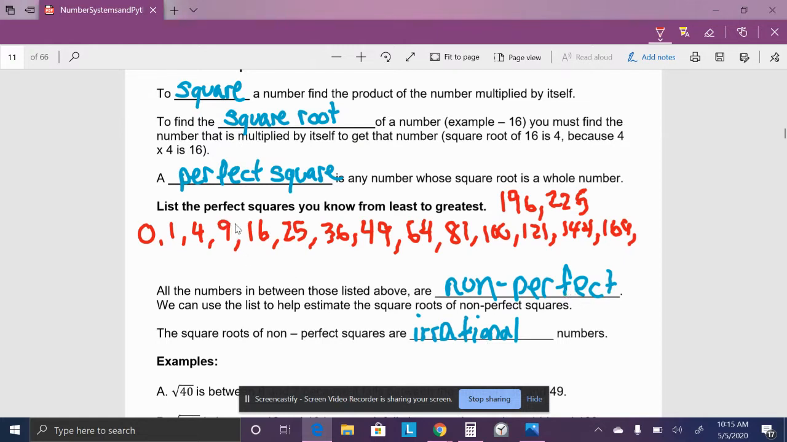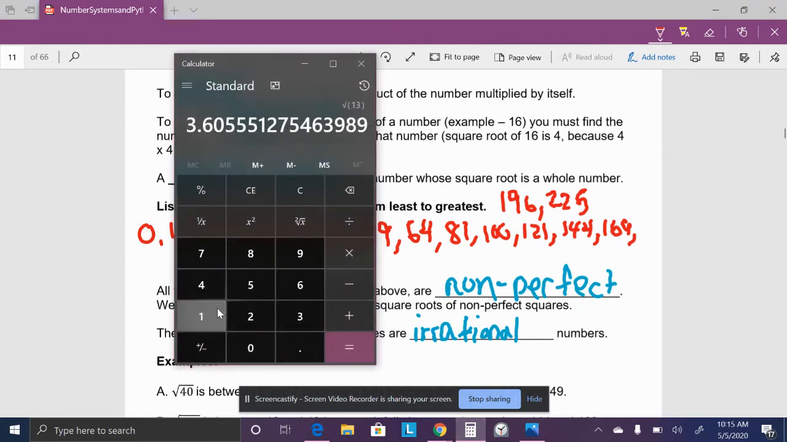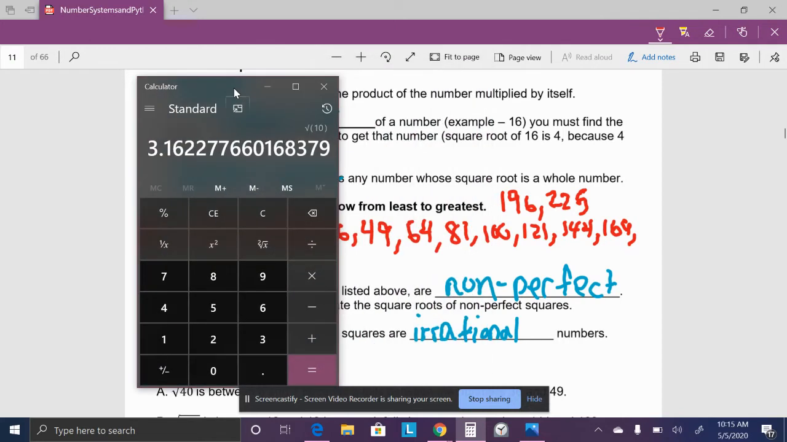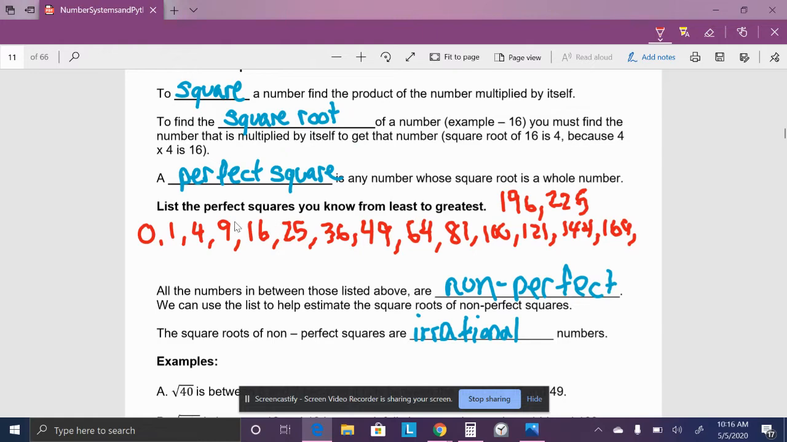So for example, let me pick a number between 9 and 16, 10. Square root of 10 is 3.162277. So that's an ugly, long, non-repeating, never-ending decimal. That's an irrational number. It's a non-perfect square, okay? So you're going to get ugly numbers like you saw in the last lesson when we learned about number systems when you square root non-perfect squares. But we could use this chart here to help us estimate where they're at.